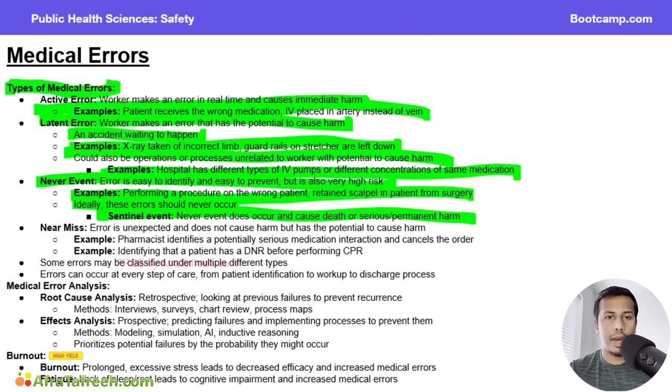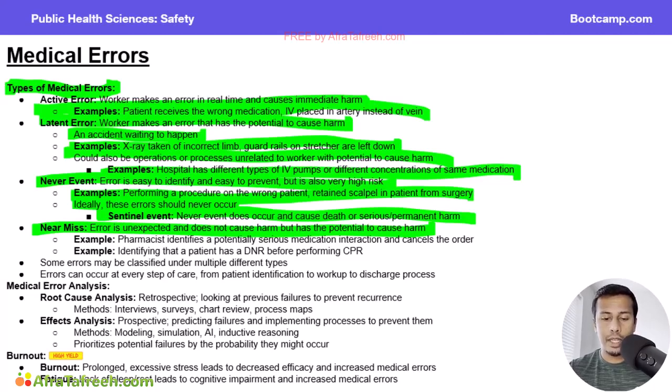The final type of medical error that we need to know about is a near miss. It's an error that is unexpected and does not cause harm, but has the potential to cause harm. So this is something that we don't see coming. It's missed, it goes over our head, and it's not causing harm, but it has the potential to cause some very serious harm.